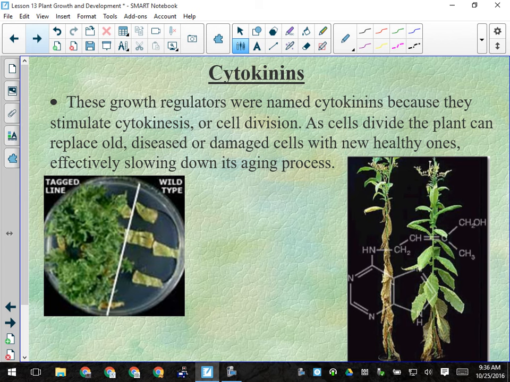Because it reproduces asexually. Yeah, eventually some of them die, but yeah. Okay. Right. So does that make sense? So essentially, cytokinins stimulate cytokinesis, cell division. That's their big job.